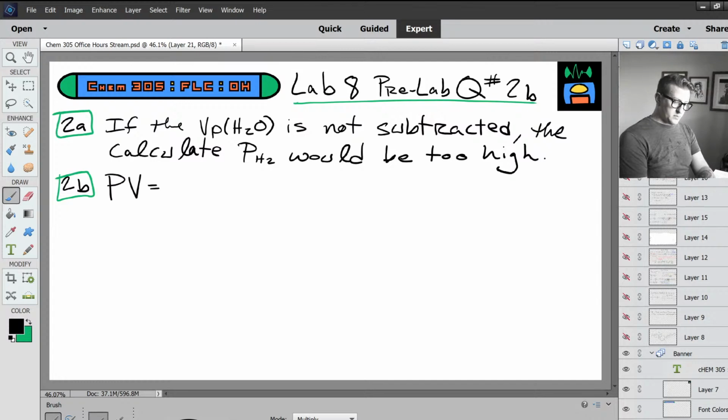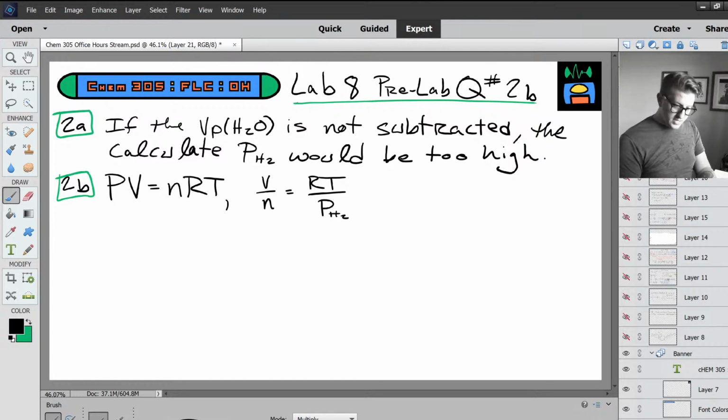Well, we know that PV is equal to nRT, right? And so when we calculate the molar volume, we've done all the algebra, so I'm not going to repeat that here, but we get molar volume is equal to RT over P, and this is the partial pressure of hydrogen. Now this is where it's going to take a little brain work.